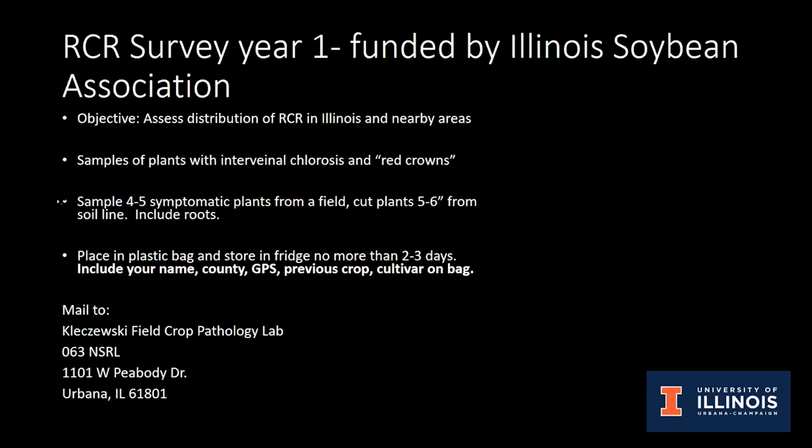So basically, we're looking for people to go out and try to grab 4 or 5 symptomatic plants from the field and just send us the lower stems and the roots, place in a plastic bag, and try to ship them up to us within 2 or 3 days, and keep them in a fridge or cool during that time. Make sure to include your name, county, GPS, previous crop, and cultivar on the bag, and then you can mail those to us. And then what we'll do is we'll include those in our survey.